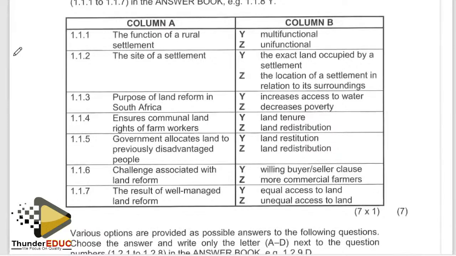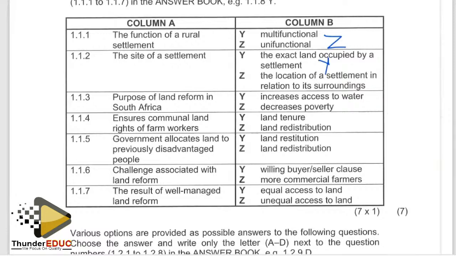All right. First question says the function of a rural settlement is, obviously, a rural settlement. It's a unifunction. All right. Question 3, the site of a settlement is the exact land occupied by the settlement, which is Y.